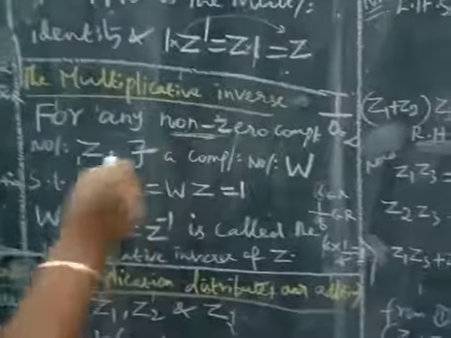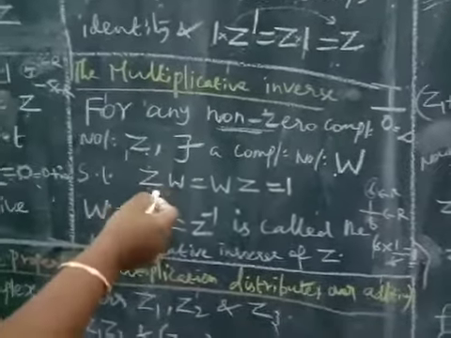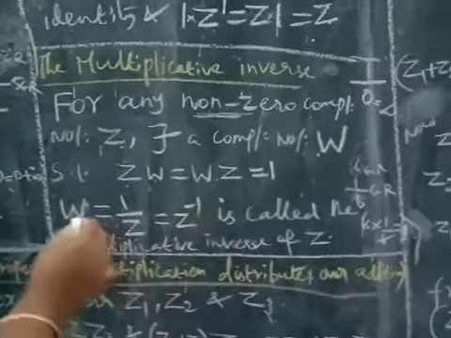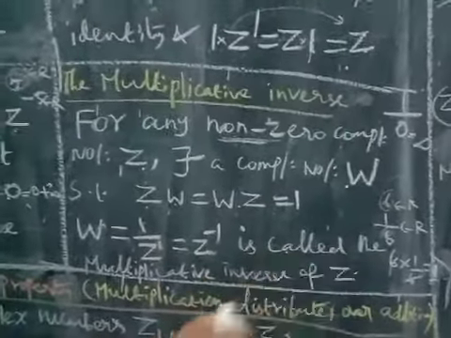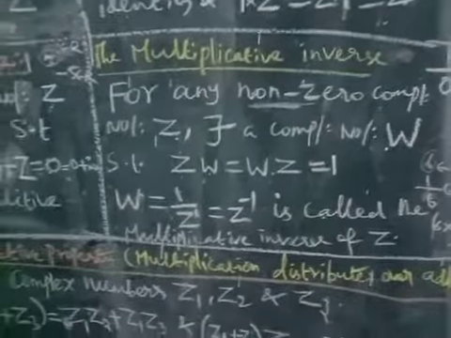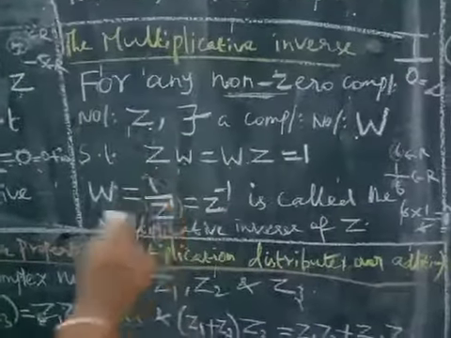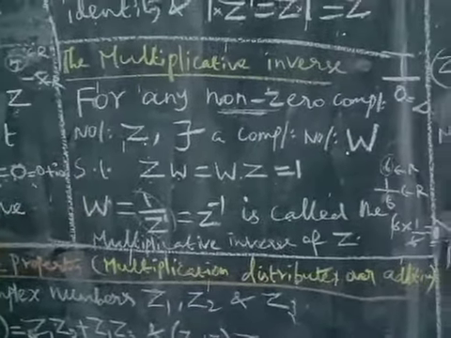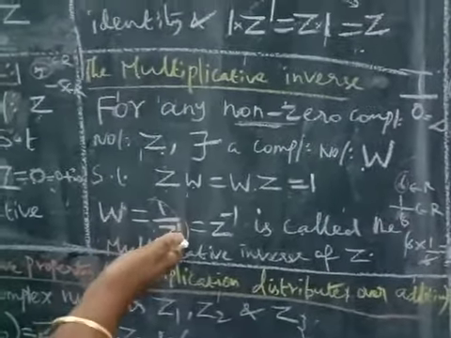So for any non-zero complex number z, there exists a complex number w and it satisfies z into w is equal to w into z equal to 1. Now w is equal to 1 by z, or if we take it to the numerator, it becomes z power minus 1, and is called the multiplicative inverse of z. So what is the multiplicative inverse of z? 1 by z. Okay, 1 by z is the multiplicative inverse. We may use this concept in two more questions. Additive inverse of z is minus z. Multiplicative inverse of z is 1 by z.